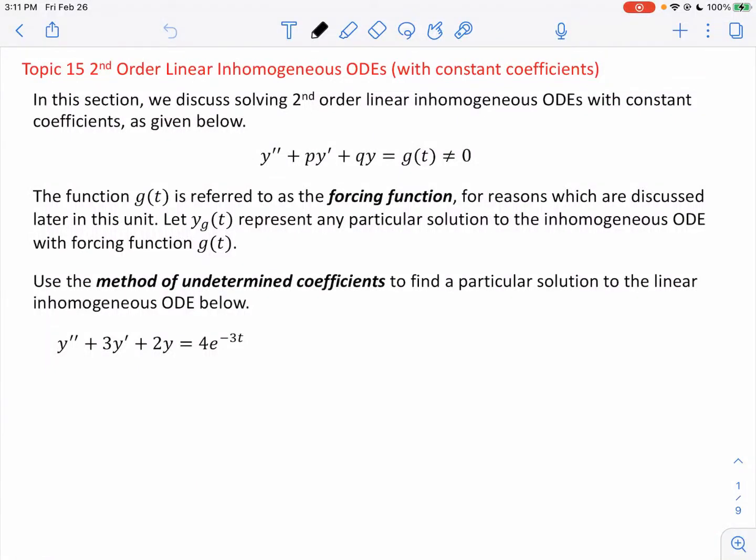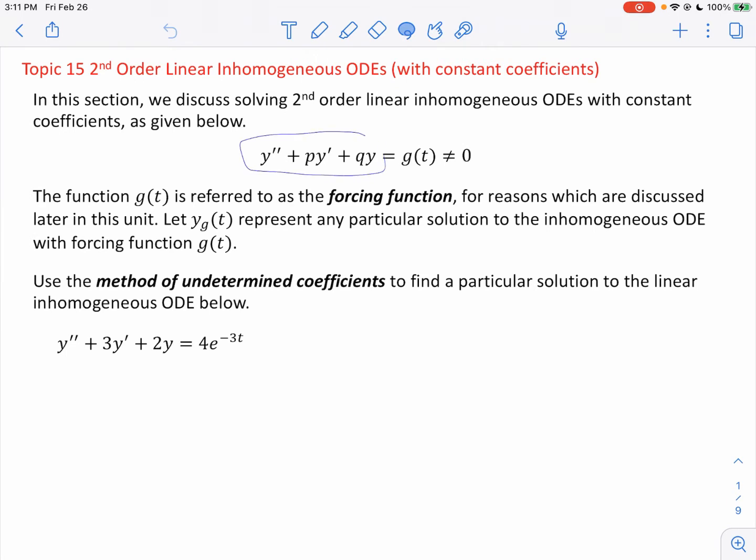Hello math learners, topic 15: second order linear inhomogeneous ODEs with constant coefficients. In this section we'll discuss solving second order linear inhomogeneous, so no longer homogeneous, you can also say just non-homogeneous, ODEs with constant coefficients as given below.